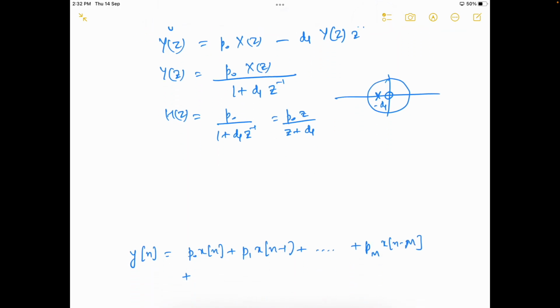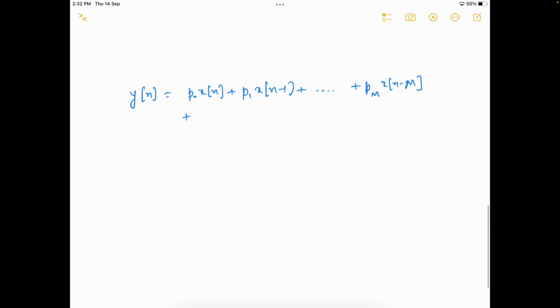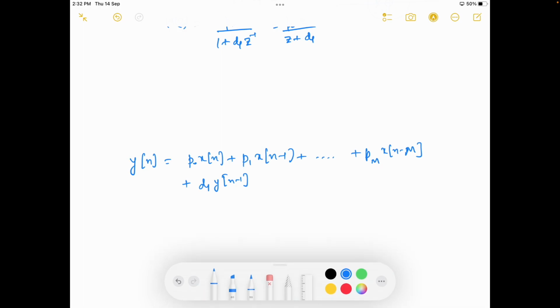So this is the thing. So in general, it becomes this way, with a negative sign. The negative sign is useful because then we'll get a positive in the Z transform.